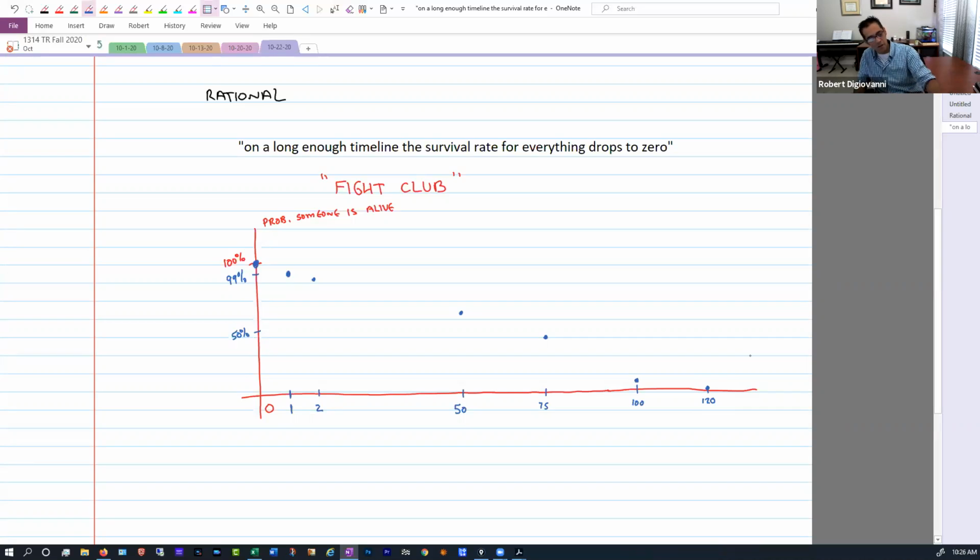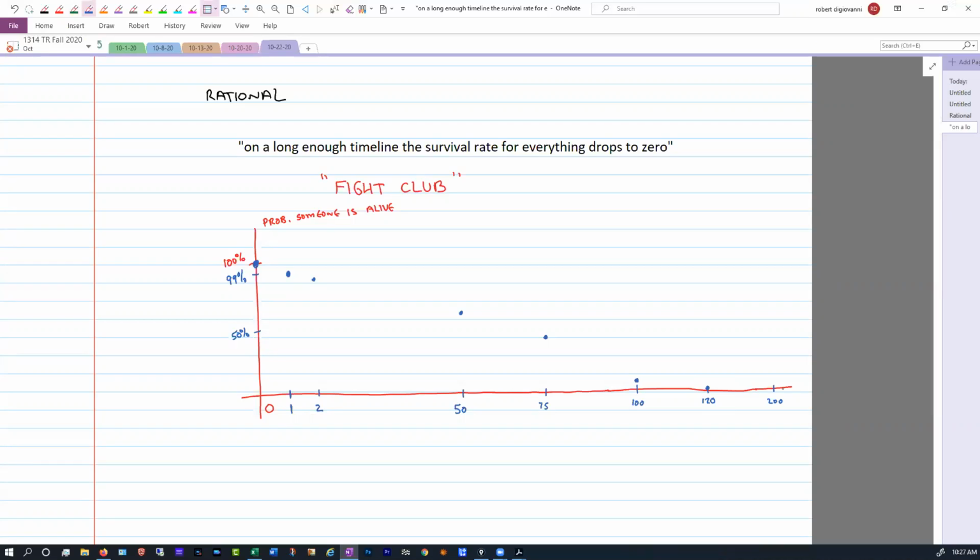Okay, so now we're going to go even crazier. How about 200? 0%. You sure? I don't think I've ever heard of anybody living past 120-something. So I would say 200 is a pretty safe bet.